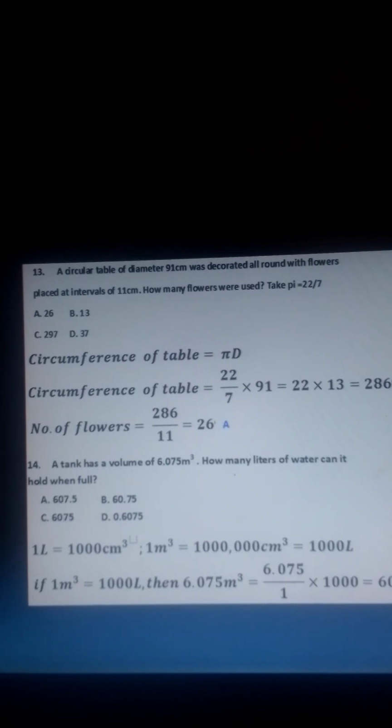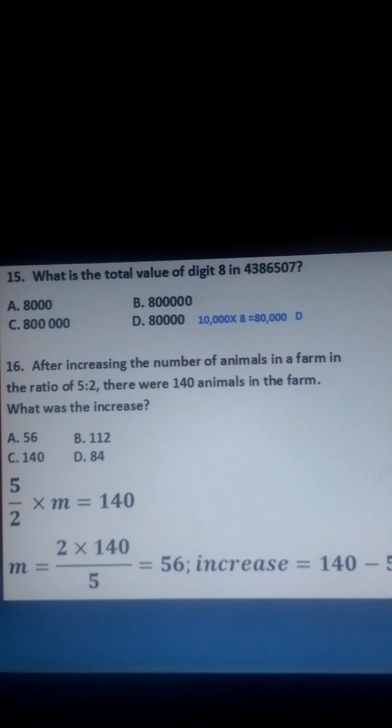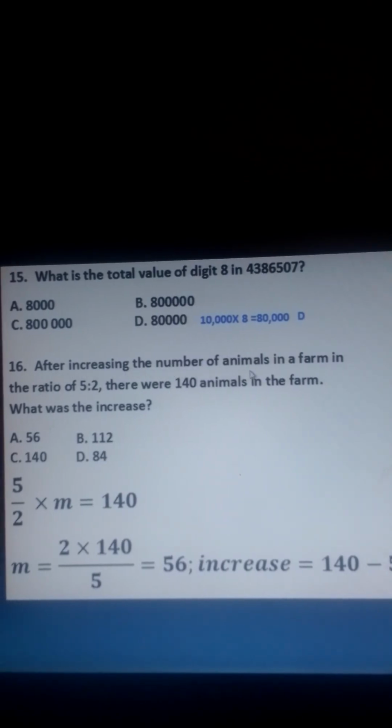Question number 15. What is the total value of digit 8 in this number? Now, let's look at the place value first. These are ones, tens, hundreds, thousands, tens of thousands. So we have 10,000 times 8 to get the total value. So that is 80,000. And the answer is D, 80,000. Number 16. After increasing the number of animals in a farm in the ratio 5 to 2, there were 140 animals in the farm. What was the increase?